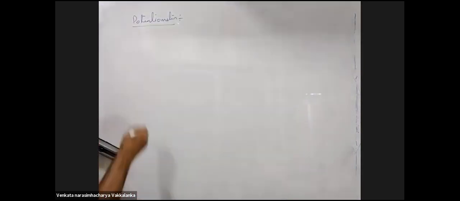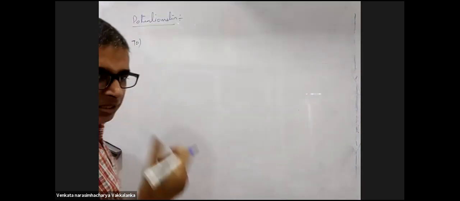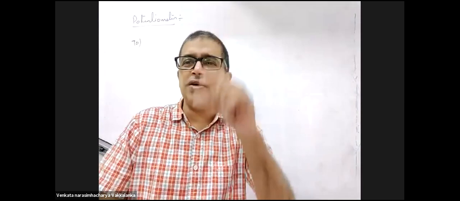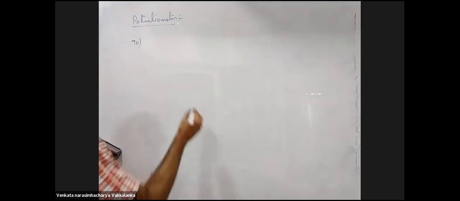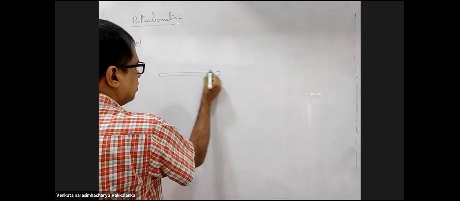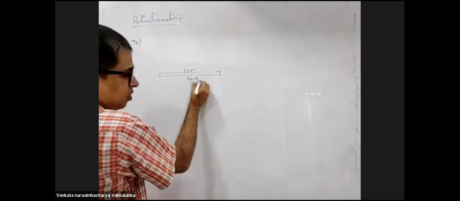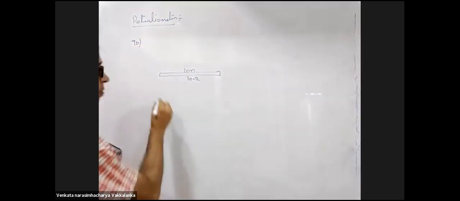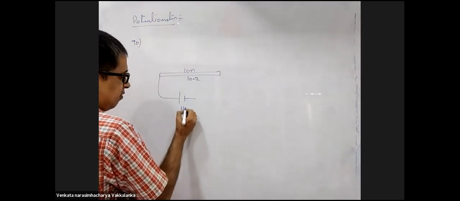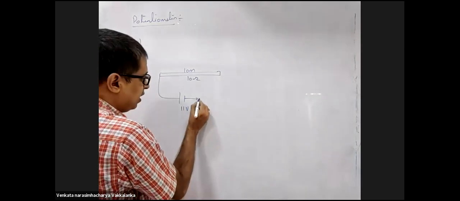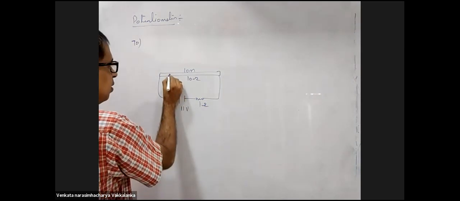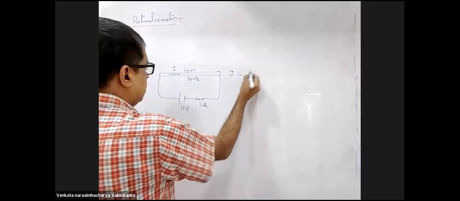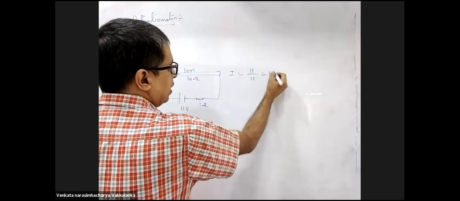Now look at the 90th question. He's asking potential gradient. That means potential difference by length. A potentiometer wire has a length of 10 meters and resistance of 10 ohms, connected to a battery of EMF 11 volts and an internal resistance of 1. Right? So what will be the current in this? Current will be 11 divided by 11, 1 ampere.